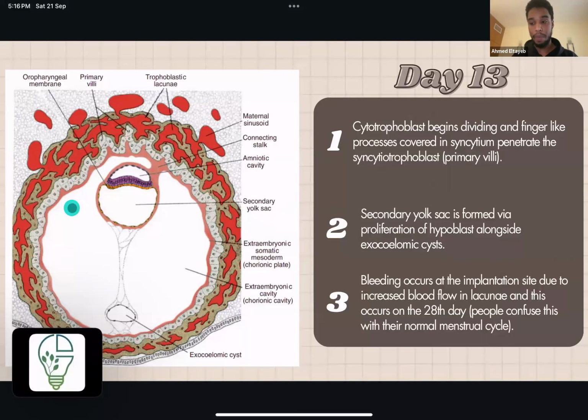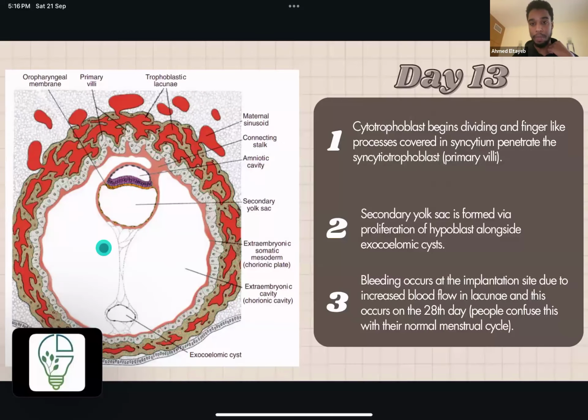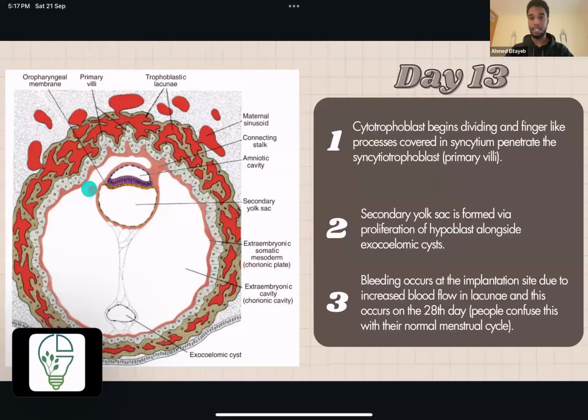Okay. Now, remember the extraembryonic cavity? Look how small it was here, and look how huge it is here, okay? So we have three main cavities or holes we need to talk about. This one here is the extraembryonic cavity. So remember what I said? There were small holes appearing in the extraembryonic mesoderm. These holes were extraembryonic cavities. These extraembryonic cavities kept joining together, and made one big fat cavity, which we can see here, okay?